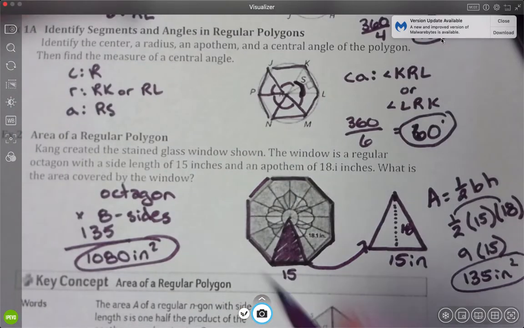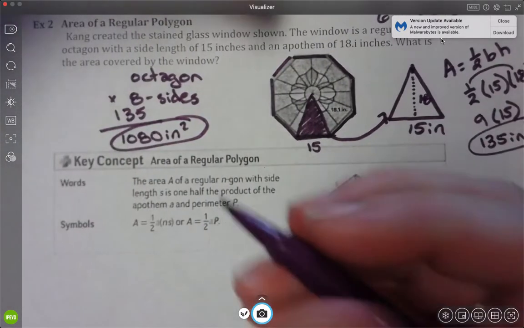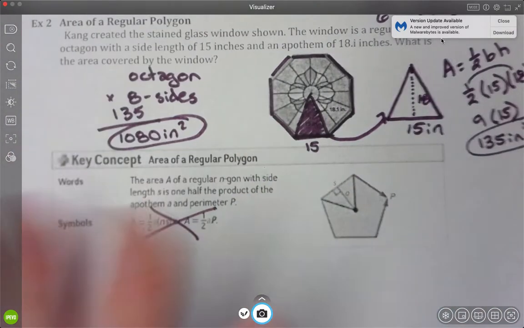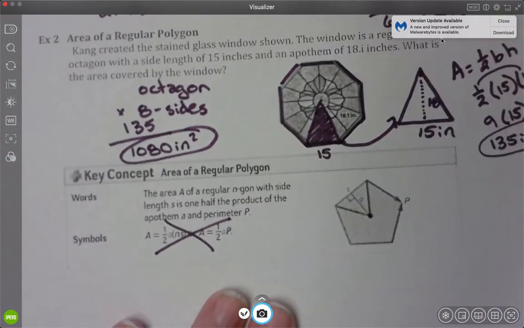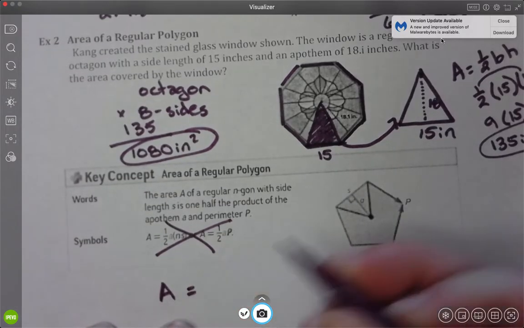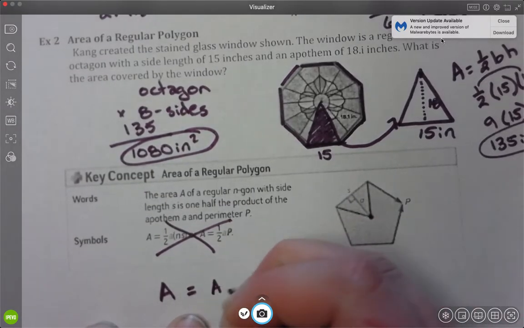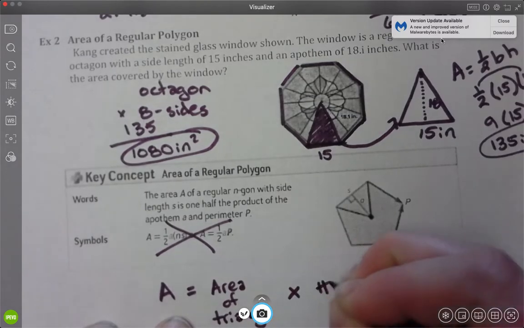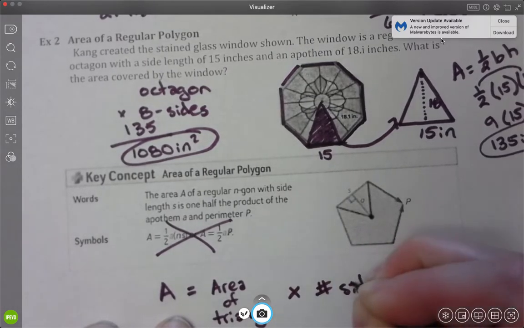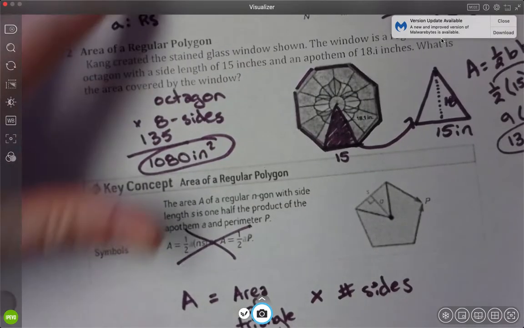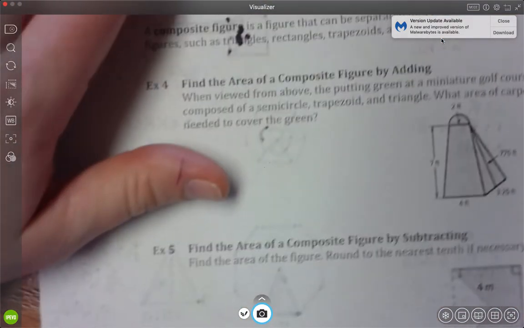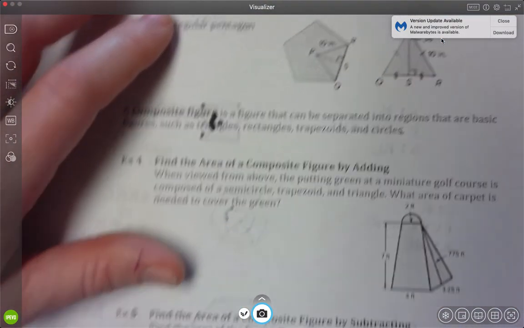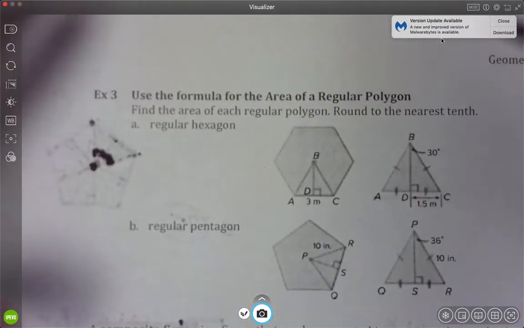They give you the equation for area, and I don't like that area equation because it doesn't make very much sense to me. So I'm going to write this instead: area of triangle times number of sides. This is the easiest way to find it, the area of the triangle times the number of sides. Okay, let's go to the back side and answer some of these questions. Oh, my paper is bleeding through because I'm marking too hard.